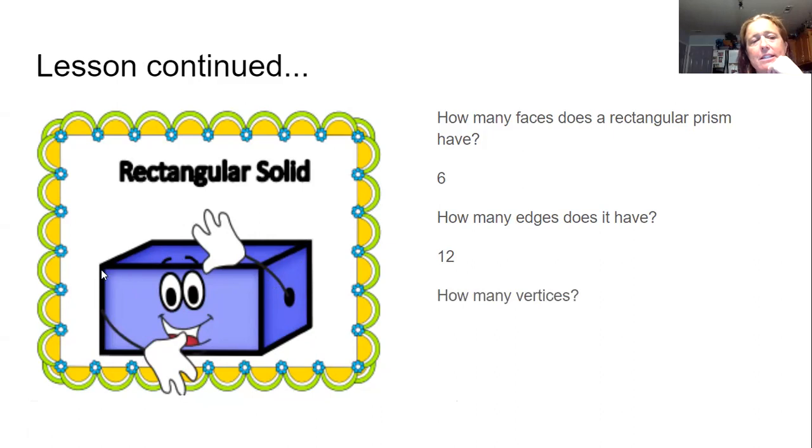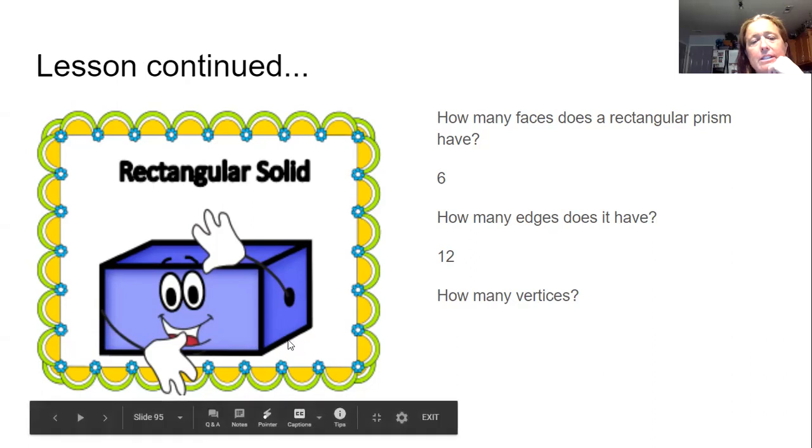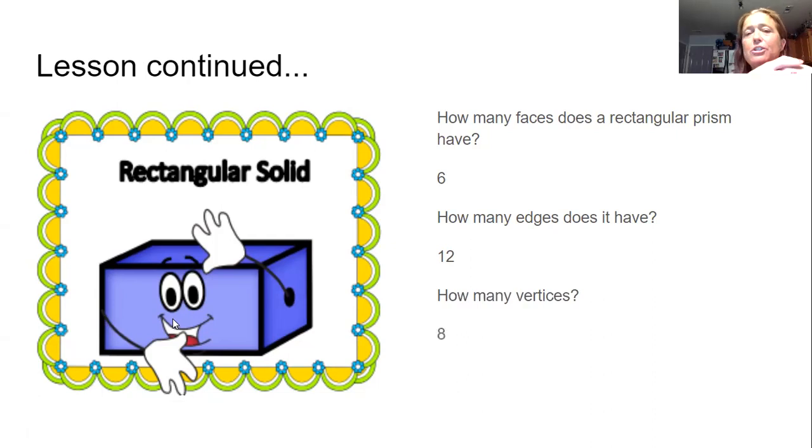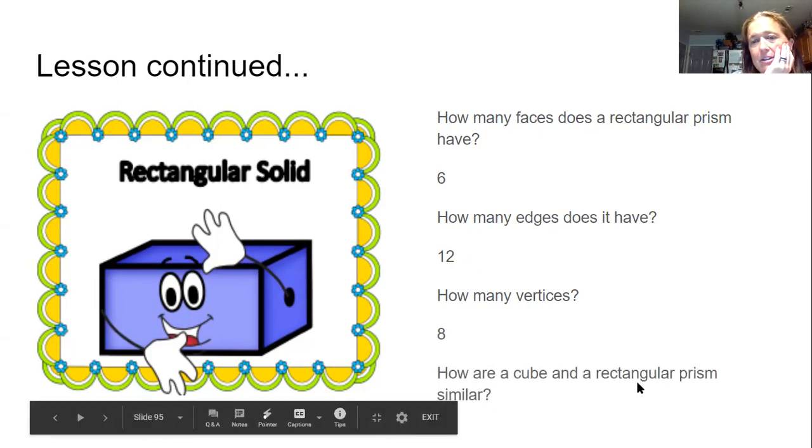How many vertices? Remember, the vertices are the points. So we have 1, 2, 3, 4, 5, 6, 7, and then the one in the back, which is 8. So as you can see, even though a rectangular prism is a different shape than a cube, it's a different 3D shape, they do have the same number of faces, edges, and vertices. And I just told you how they're similar.